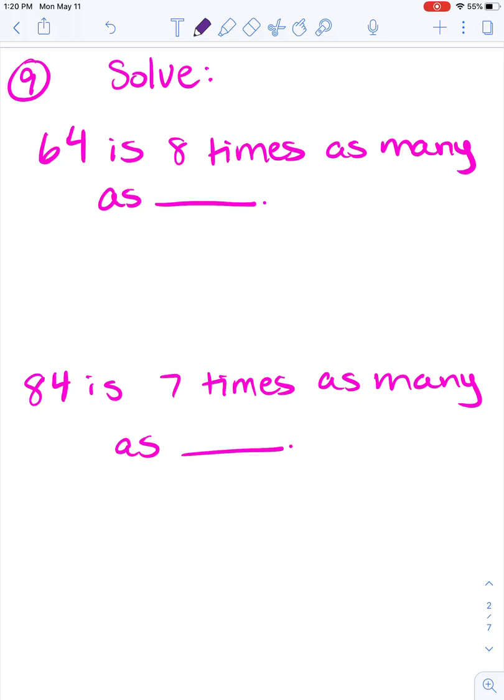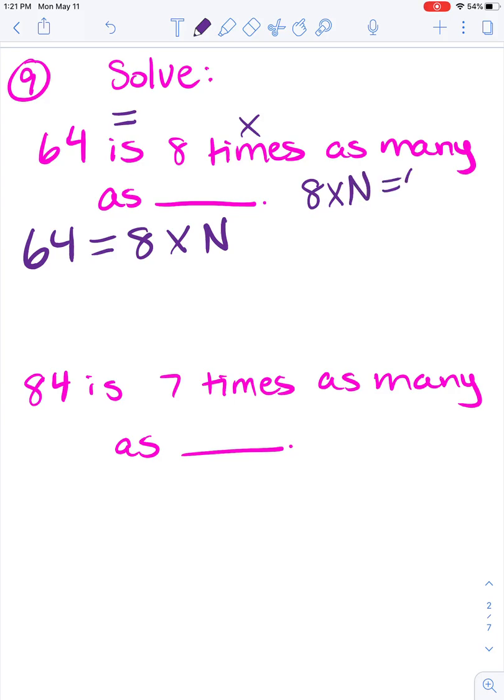Here we're going to solve: 64 is 8 times as many as blank. Okay, we need our keywords. 64 is means equals. 8 times means multiply. And then we're going to put in n. So we have to solve for this. Let's just write it the way we like to look at it. So 8 times n equals 64.